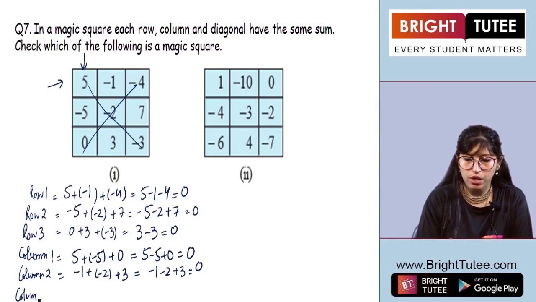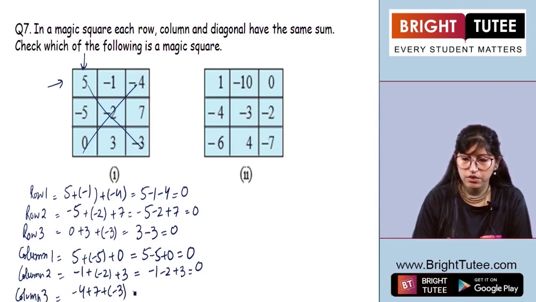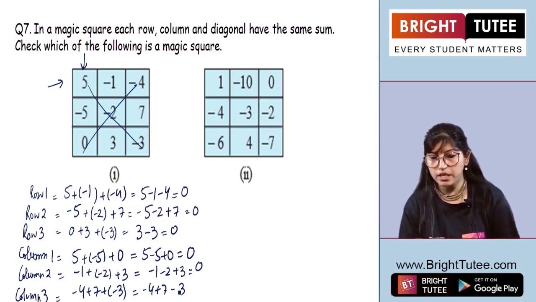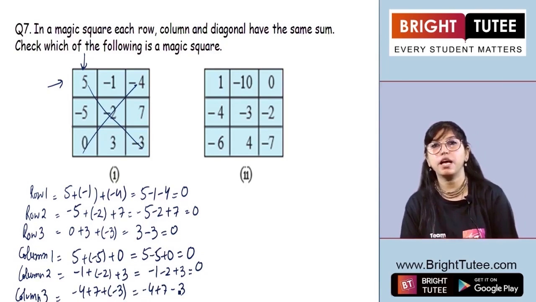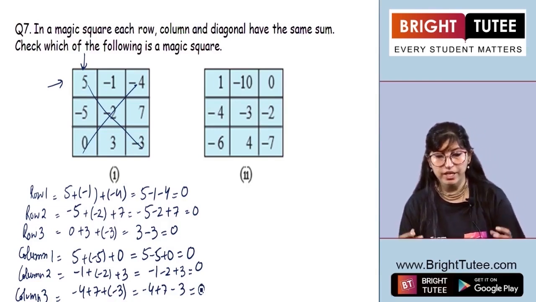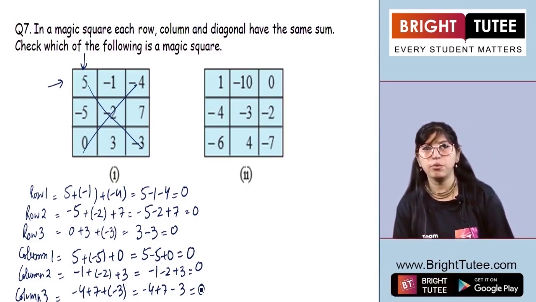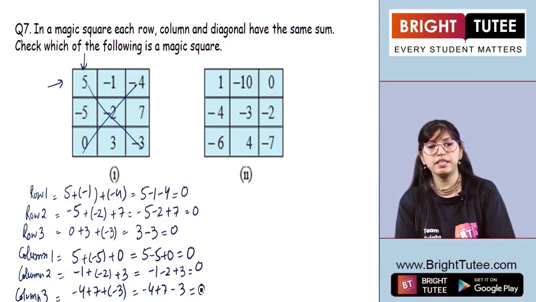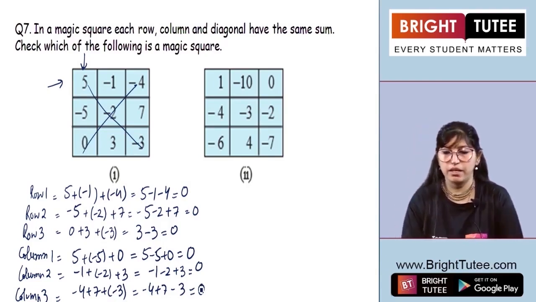Now let's move on to column 3. We'll be getting minus 4 plus 7 plus minus 3. So that will be minus 4 plus 7 minus 3. So minus 4 plus 7 is, oh sorry, plus 3. And minus 3 onto it will come up to 0. So we can see that rows and columns are the same for 1. Let's try out the diagonals. If the diagonals are also the same, then we can say that this is a magic square.